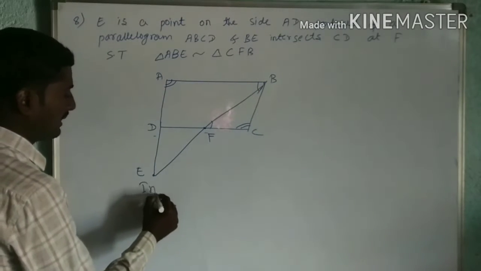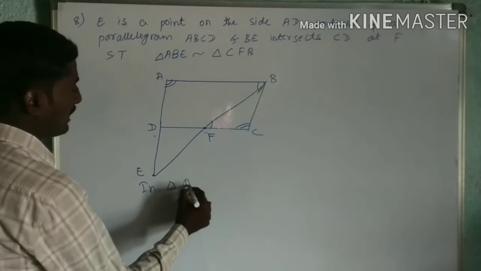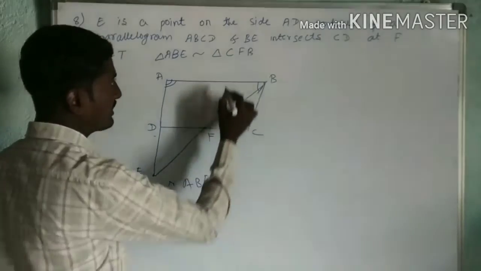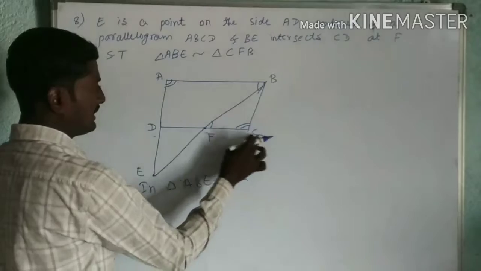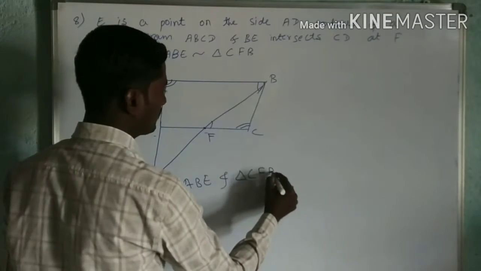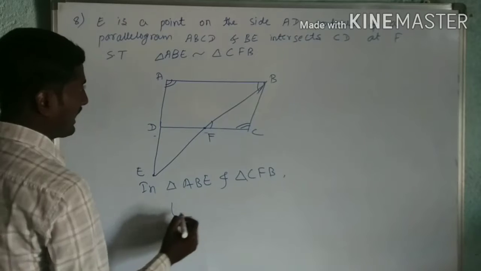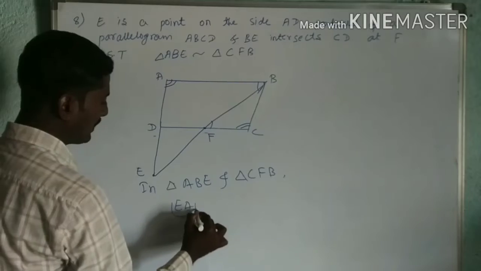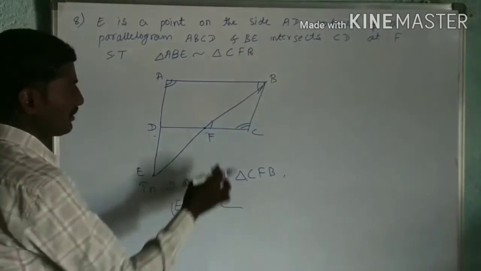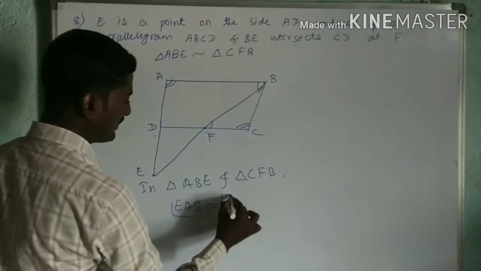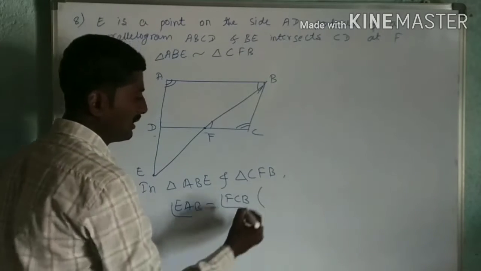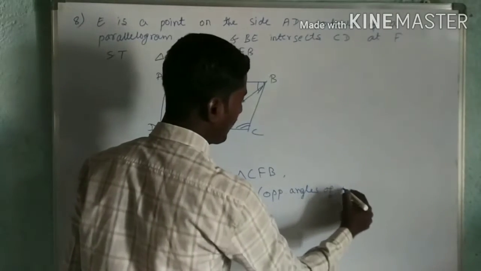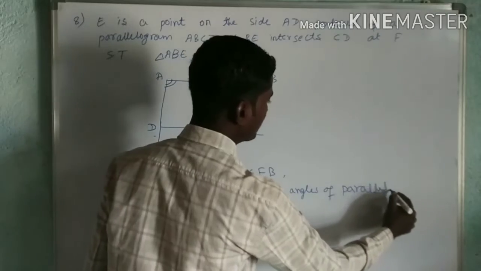Now in triangle ABE and another triangle CFB, I can write angle EAB is equal to angle FCB, because opposite angles of a parallelogram are equal.